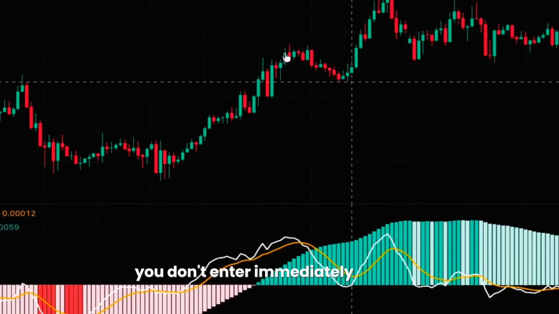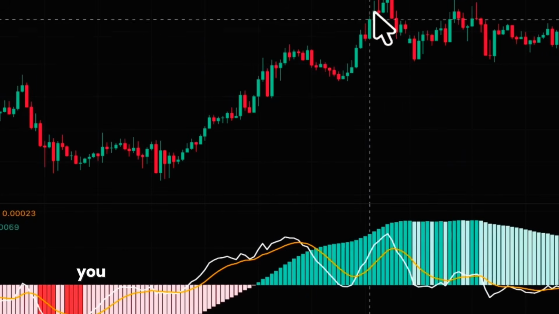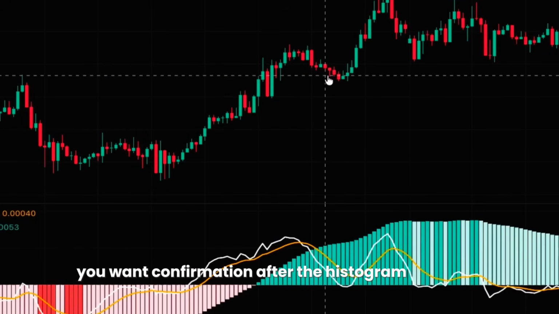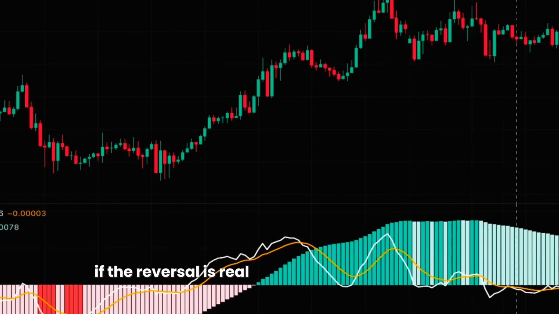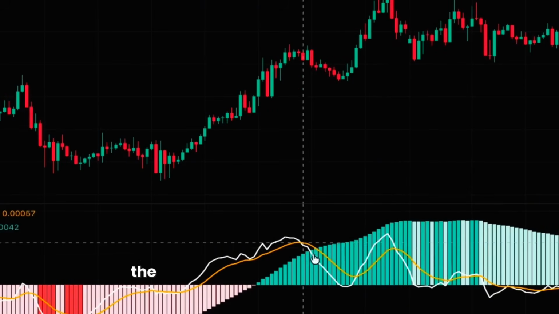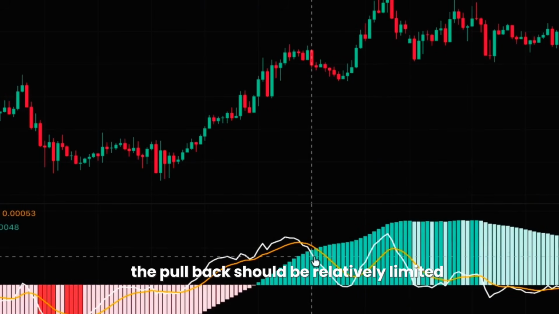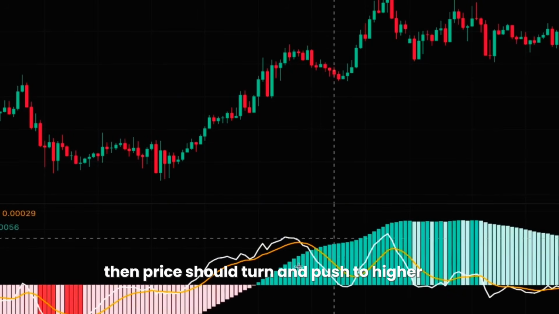Again, you don't enter immediately on that flip. You want confirmation. After the histogram flips bullish, you wait for a pullback. If the reversal is real and buyers truly have control, the pullback should be relatively limited, then price should turn and push to higher levels.